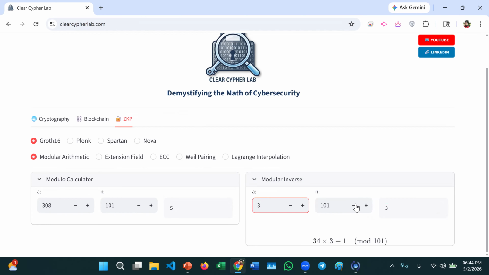The inverse of 3 also is 34, because 3 multiplied by 34, or 34 multiplied by 3, equals 102, mod 101 equals 1. So let's compute the inverse of 45. It is 9. The inverse of 63 equals 93. If you multiply 63 by 93 and then use this mod calculator, you will see that the final result mod 101 equals 1.